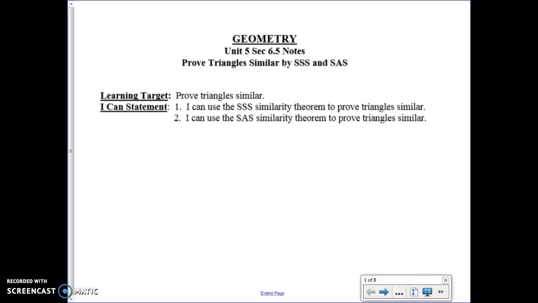Alright guys, we are going to look at two more of those shortcuts today. So side, side, side, and side, angle, side. Very similar to the congruence theorems that we learned about. This time we're looking at the similarity theorems.